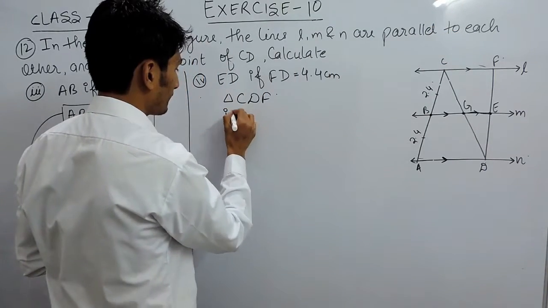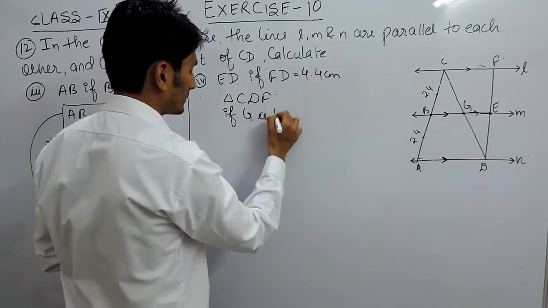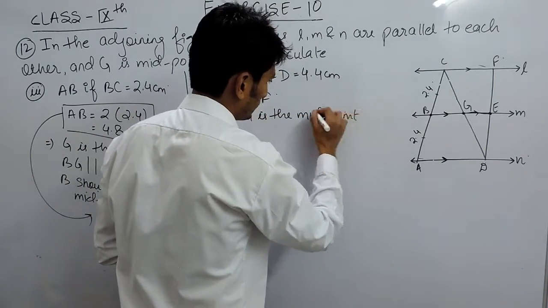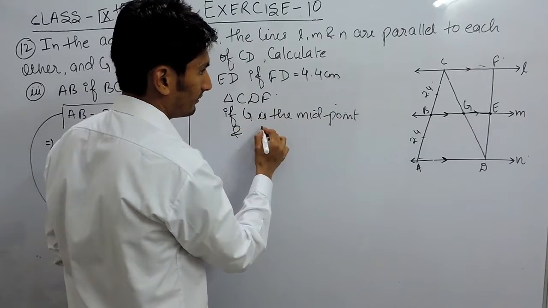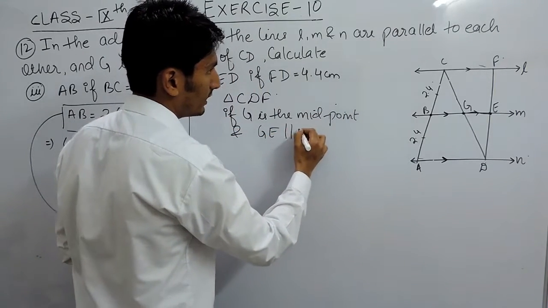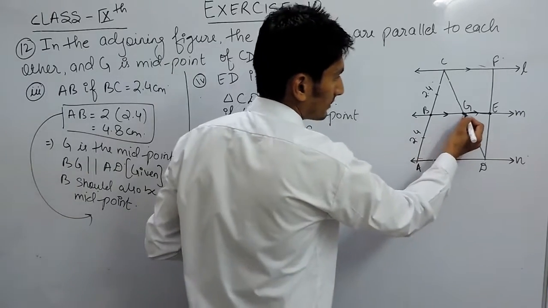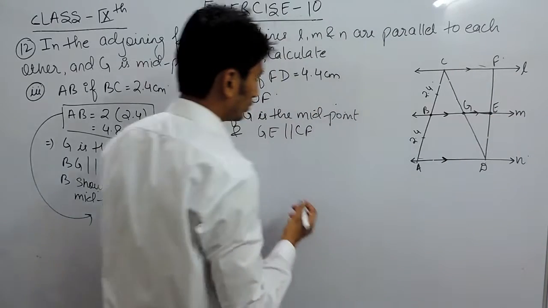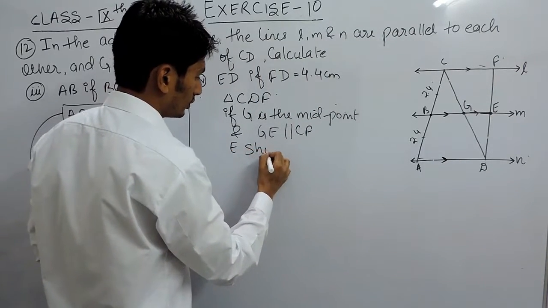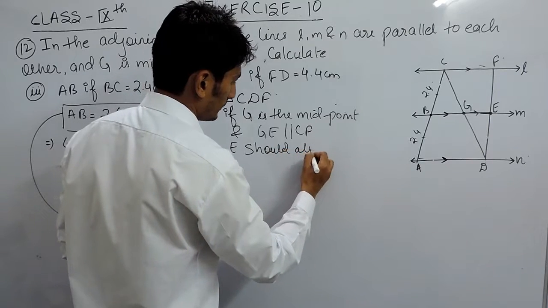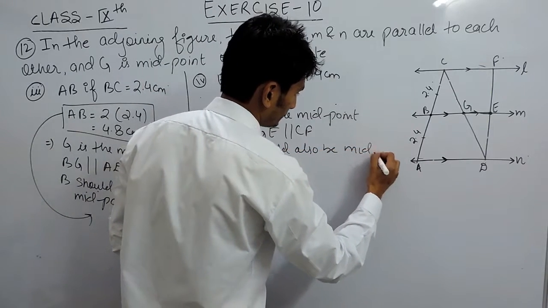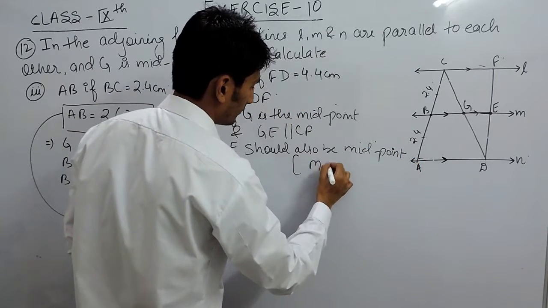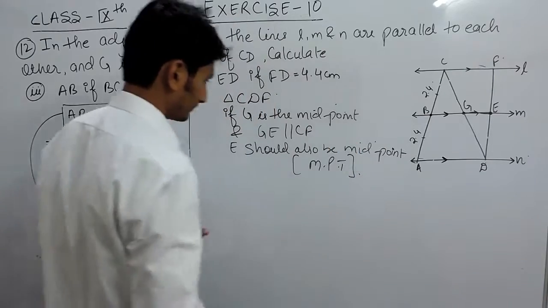So if G is the midpoint and if GE is parallel to CF, if G is the midpoint and if this is parallel to this line, so according to midpoint theorem, E should also be the midpoint. This is again because of midpoint theorem.